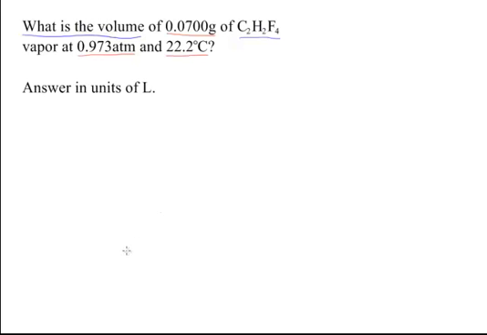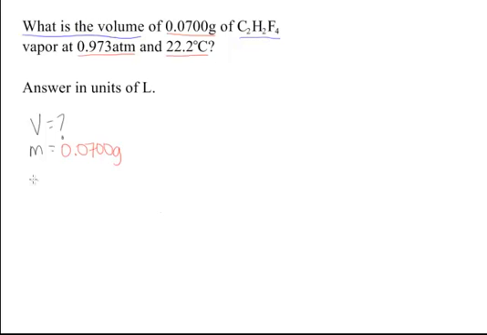So I'm going to do what I always do when I start these, and I'm going to write down everything that I know. So the question says, what is the volume? So volume equals question mark of 0.0700 grams. Well, I know that grams is a measurement of mass. So I have a mass of 0.0700 grams. I know that I have C2H2F4. Get a feeling that that's going to be important in a little bit.